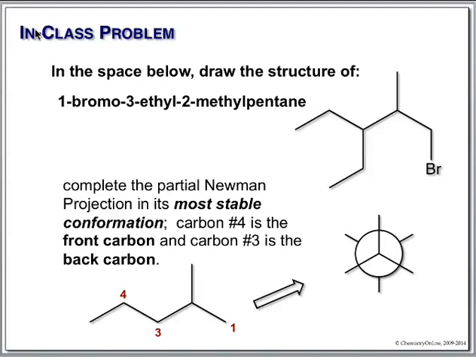So all you have to do when you're given this is to just ask the question, what's attached to carbon number four? We have two hydrogens and a methyl group. So in our front carbon, which is carbon four, we need two hydrogens and a methyl group.